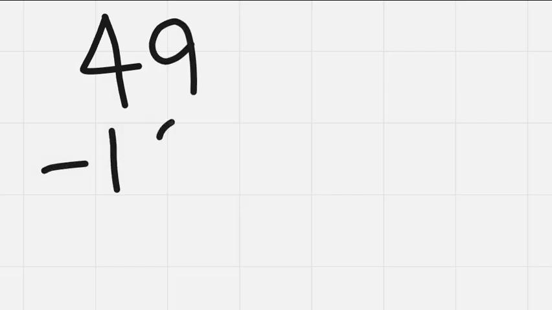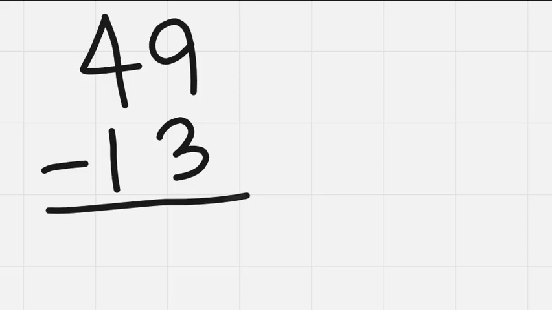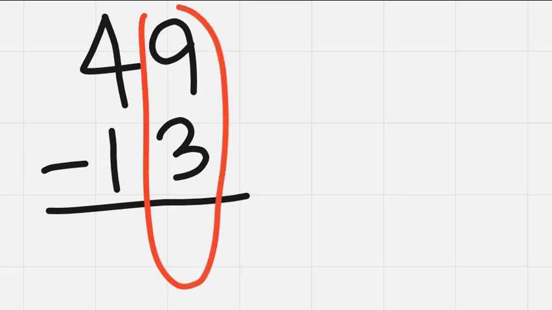I may have 49 minus 13. Please copy this down. We're going to answer it together. If I were to subtract this, I'm going to start with the ones place value. I always start on this side.